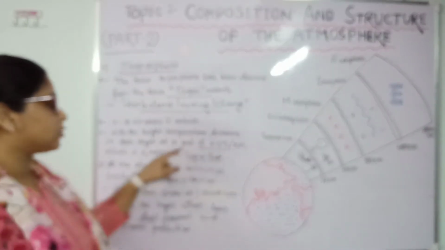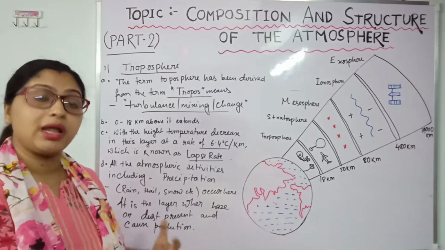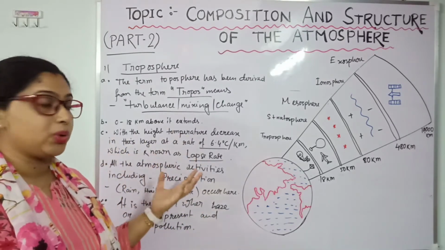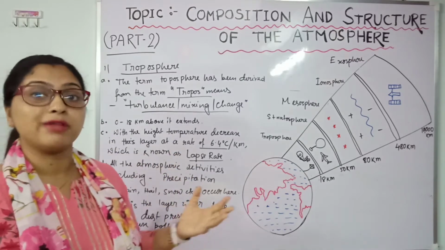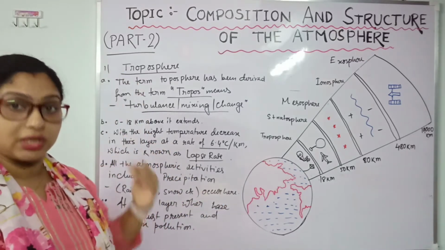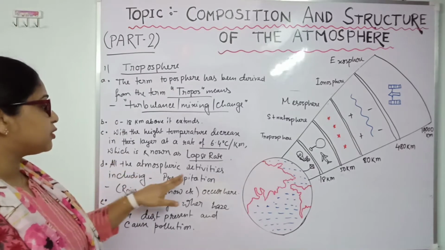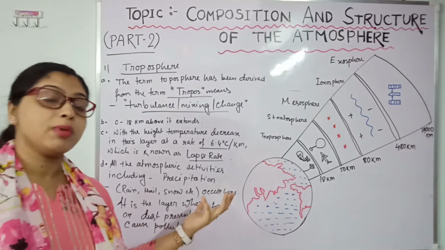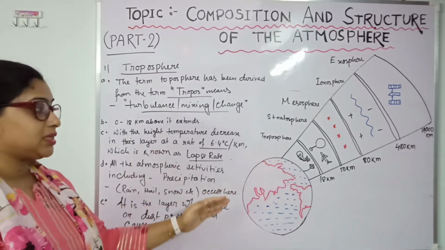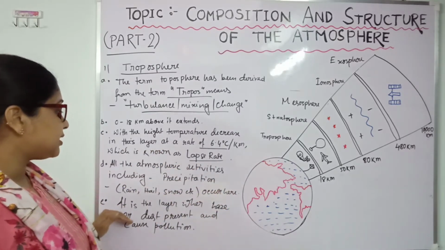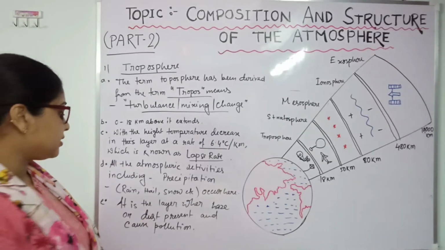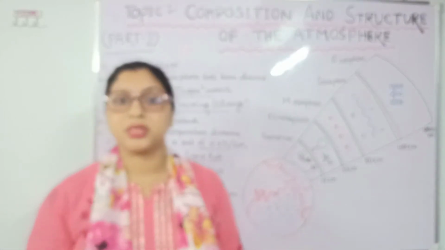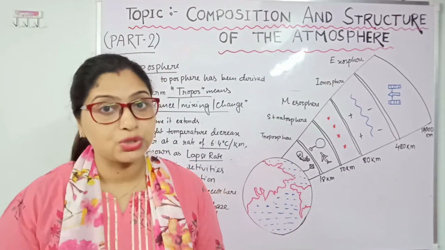You will see this term, lapse rate, in coming chapters also. At that time, if you do not know what the lapse rate is, you will not be able to understand. Next, all the atmospheric activities, including precipitation, rain, hail, snow, thunderstorm and lightning, we can see in this troposphere layer. Next, it is the layer where haze and dust are present. Haze, dust and different particles are present, which actually cause pollution.